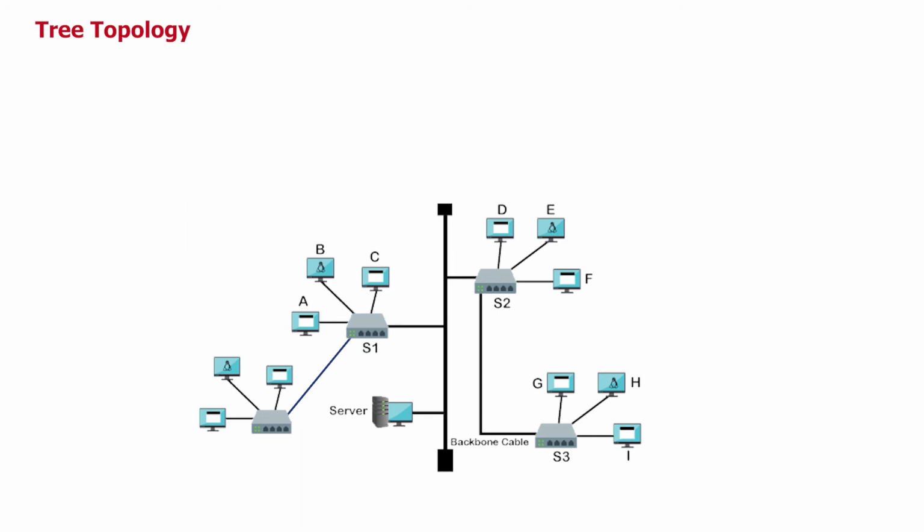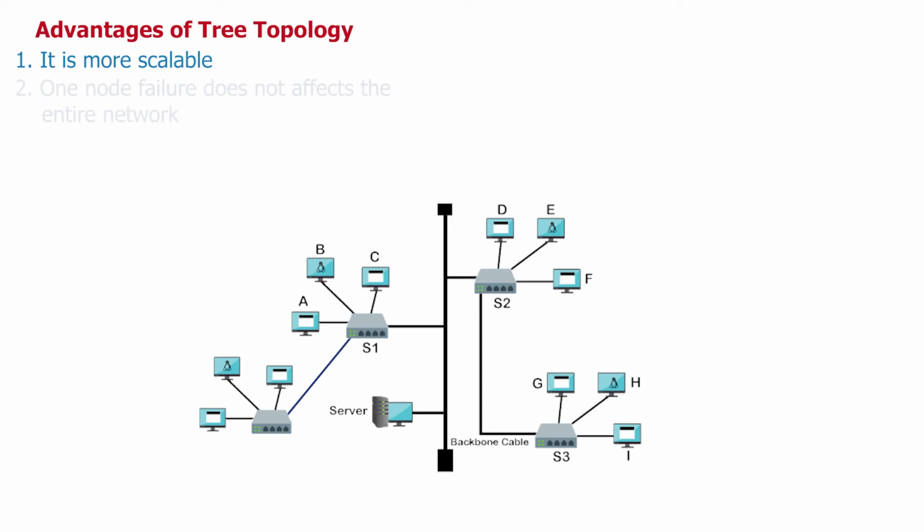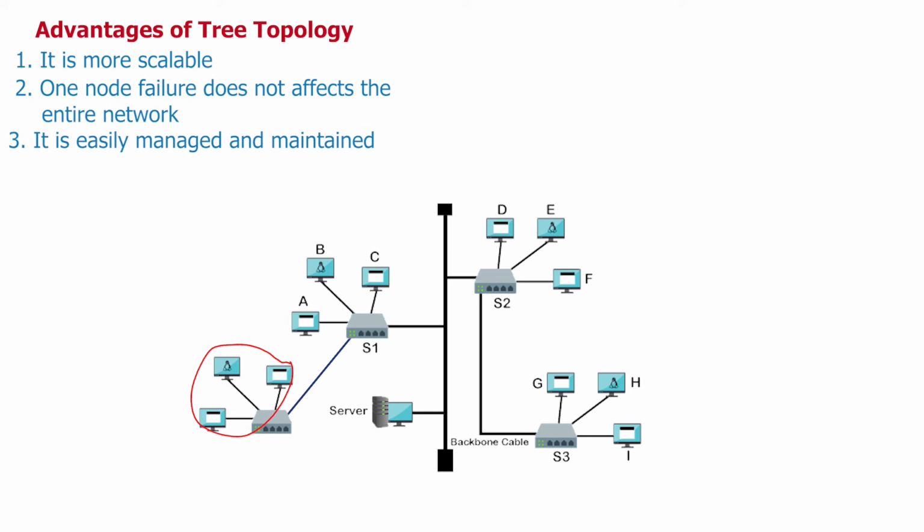To talk of the advantages of a tree topology: 1. It is more scalable. 2. One node failure does not affect the entire network. For example, if this switch fails, it only affects the nodes in this hierarchy. 3. A tree topology network can be managed and maintained easily. 4. In a tree topology, the management and establishment are much like a star topology network.